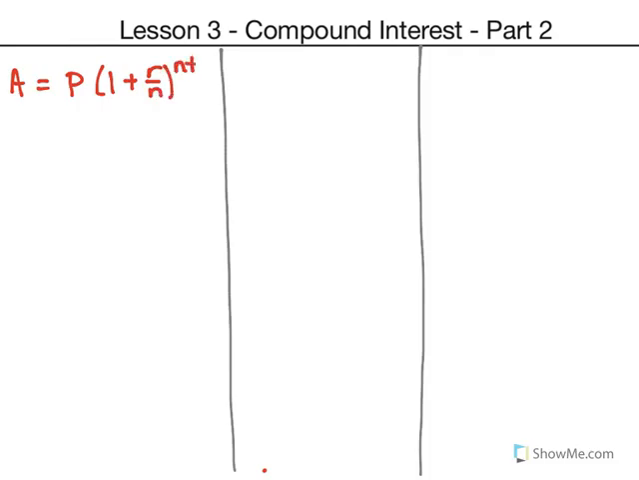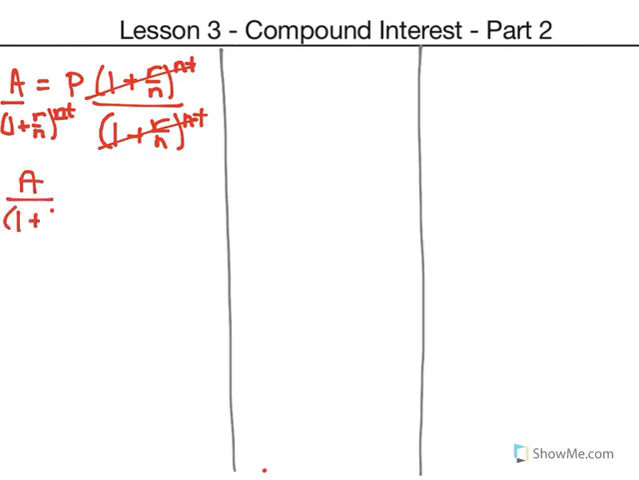To get P by itself, we divide by (1 + r/n)^nt on both sides. This will cancel this, so A over (1 + r/n)^nt is equal to our principal value. So that's the easiest one to isolate.